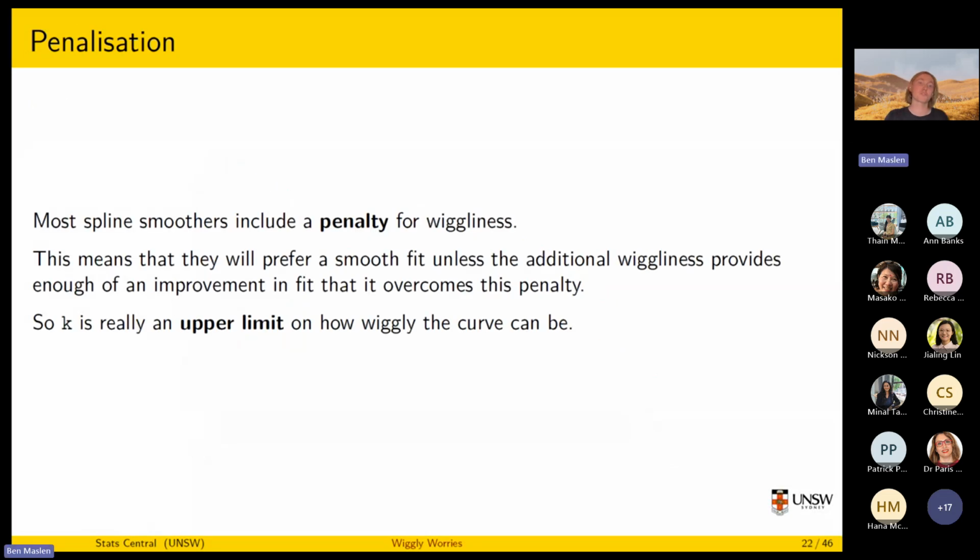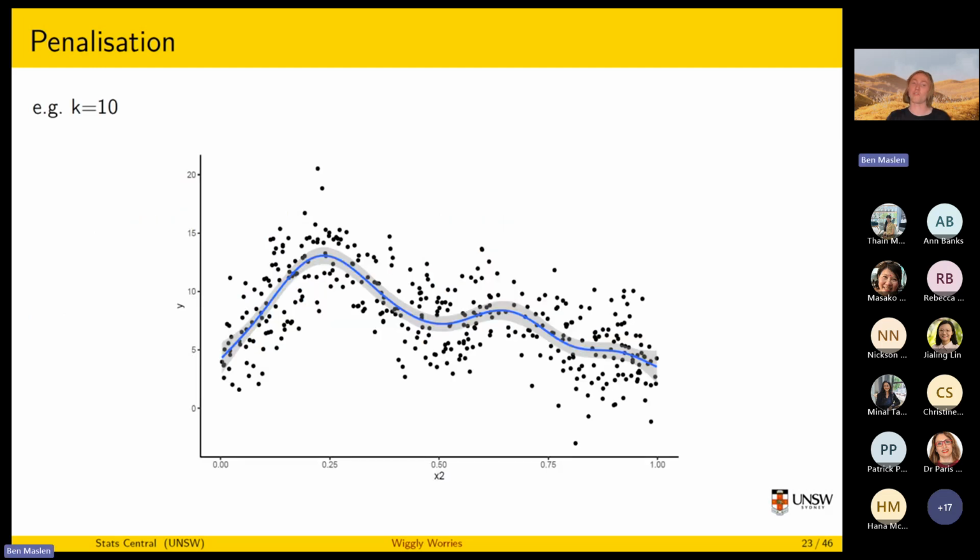Now, most spline smoothers also include a penalty for wiggliness. This means that they will prefer a smooth fit unless the additional wiggliness provides enough of an improvement in fit that it overcomes this penalty. So k is really an upper limit of how wiggly the curve can be. It's not necessarily going to get more and more wiggly all the time as you increase k. For example, this is k equals 10 versus k equals 50. It's a little bit more wiggly, but not too much.